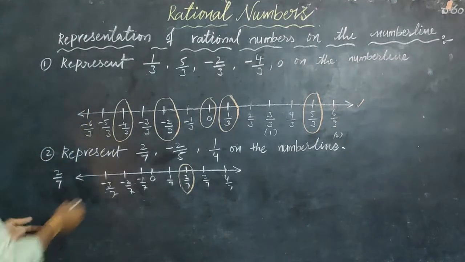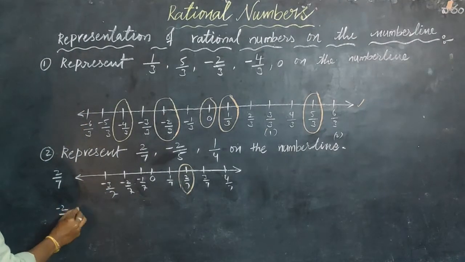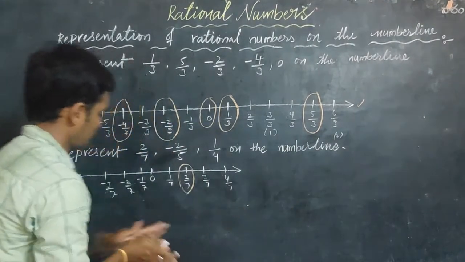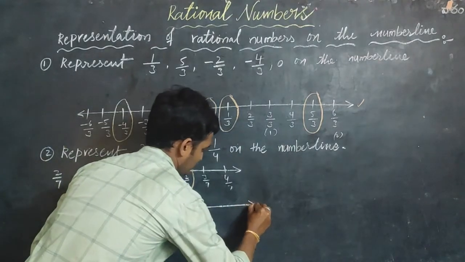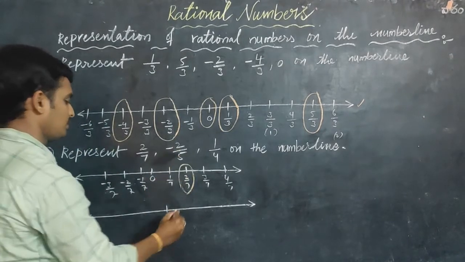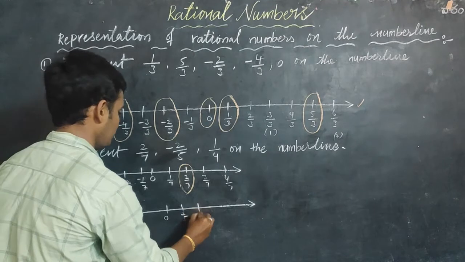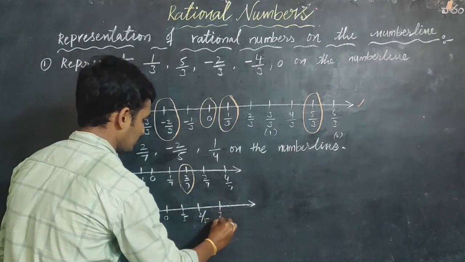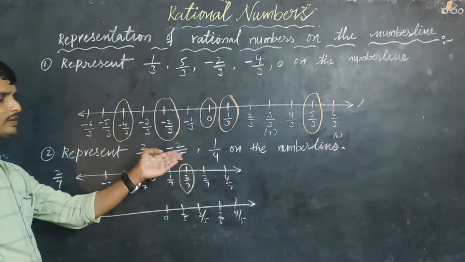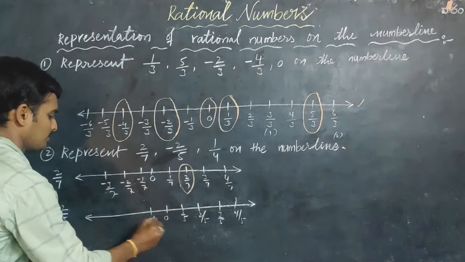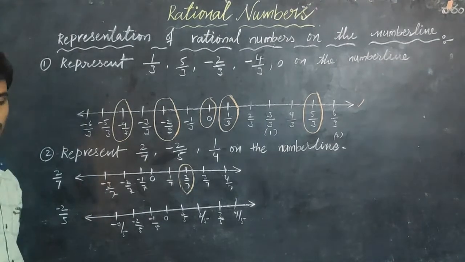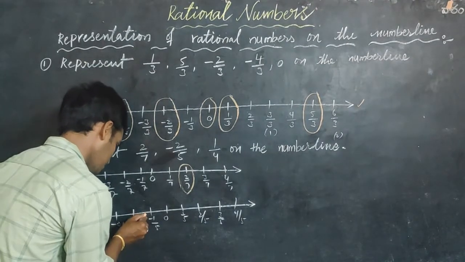In the same way, if you want minus 2 by 5, you draw the number line. The middle of the number line is 0. The denominator is 5, so we write 1 by 5, 2 by 5, 3 by 5, 4 by 5, up to our wish. Actually, we don't need these, because it is a negative number. So here minus 1 by 5, this is minus 2 by 5, this is minus 3 by 5. What do you want? Minus 2 by 5, so we mark minus 2 by 5.